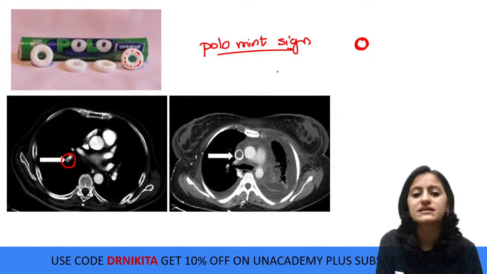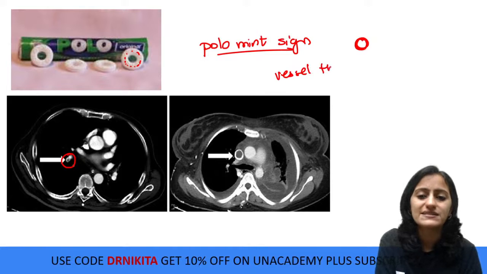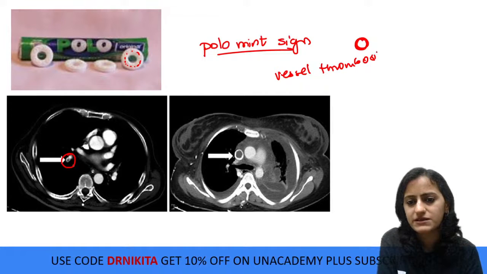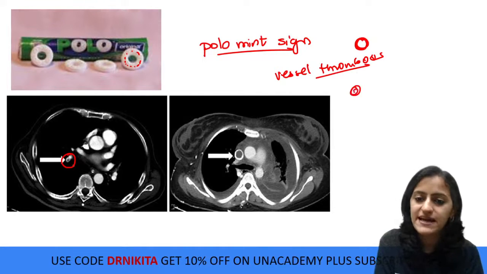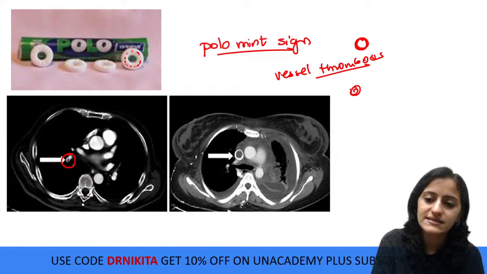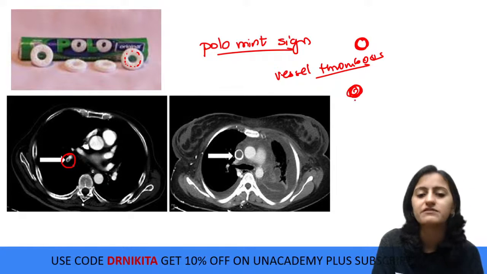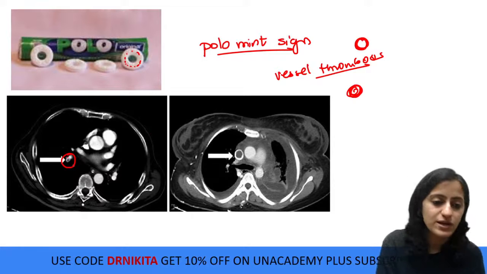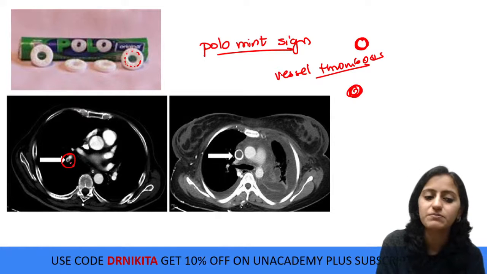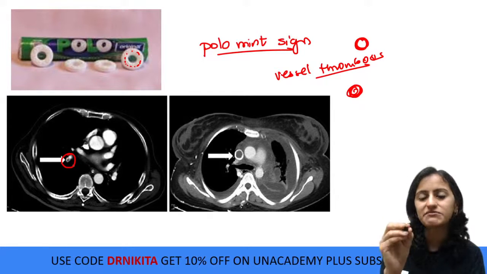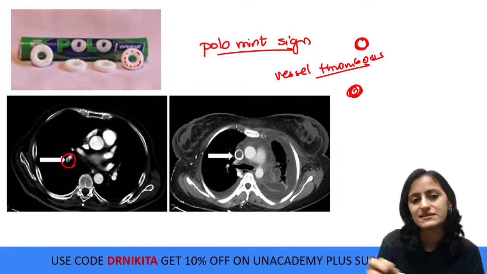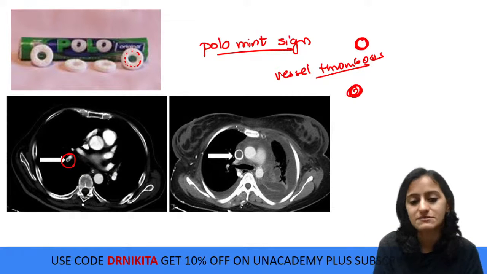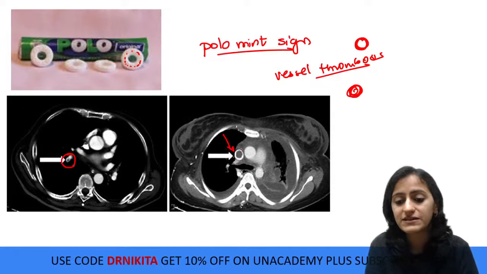So this can be seen in basically any vessel thrombosis, predominantly venous thrombosis. The center is the thrombus and the surrounding is the peripheral enhancement of the vessel. So like here in this right pulmonary artery branch, the center is the filling defect, that is the thrombosis, and surrounding it is the enhancing part. Similarly here we are seeing the Polo Mint sign, affecting which vessel?